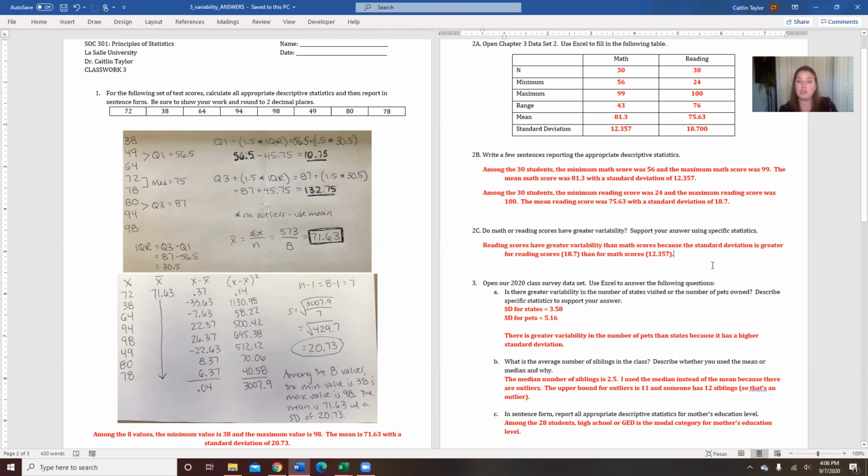Now, 2C is asking, do math or reading scores have greater variability, and support your answer? So remember, a higher standard deviation means greater variability, means that the values are more spread out. So higher standard deviation, greater variability. So here we're comparing the standard deviation for math scores to that for reading scores. The reading scores have a higher standard deviation of 18.7 than the math scores do, right? So that means that reading scores have greater variability. Those scores are more spread out. On average, each value is farther from the mean because the standard deviation is greater.